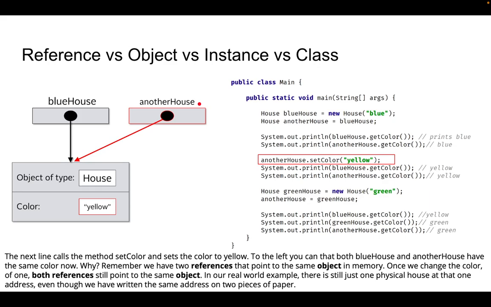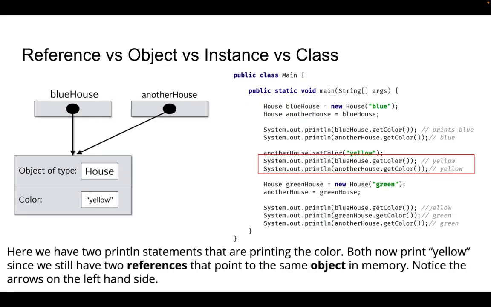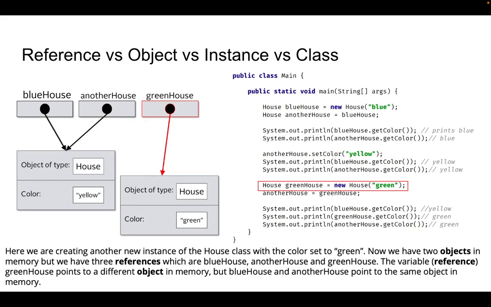Okay, now from blue you want to change it to yellow. Interestingly, since both the blue house and another house point to the same location, if you try to print them out, both will print out the yellow color only. You can try it out while typing code in your editor, you will find the same output. Now let's do some interesting stuff. Let's create a new object here.